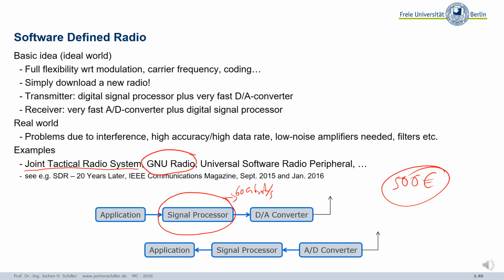So you see, within some years, we will have completely flexible devices and no one will ask, is this a fourth or a fifth generation system? We will simply download new codecs, new modulation schemes, new radio schemes. We will see this 5, 10, 15 years from now, at least we can download parts of it. Not there yet, but soon.